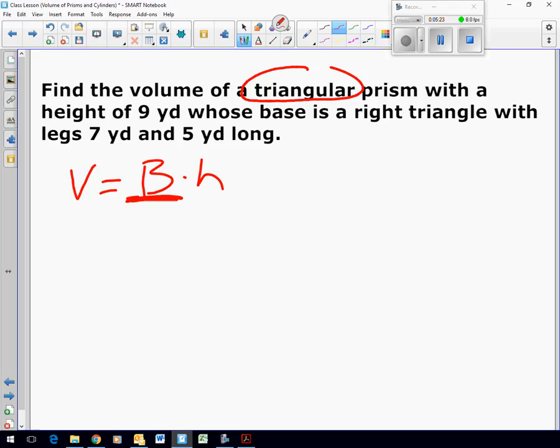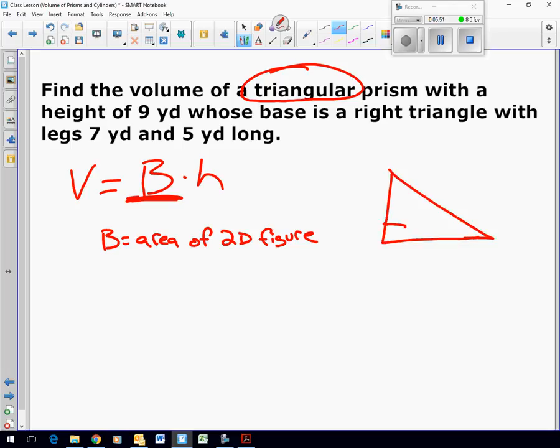And what kind of two-dimensional figure do you think I'm dealing with here? A triangle. Now look at your formula sheet. How do you find the area of a triangle? It's one half base times height. So to get the area of this right triangle, you need to take one half of 7 times 5. So big B equals one half of 7 times 5. What is 7 times 5? 35. What's half of 35?